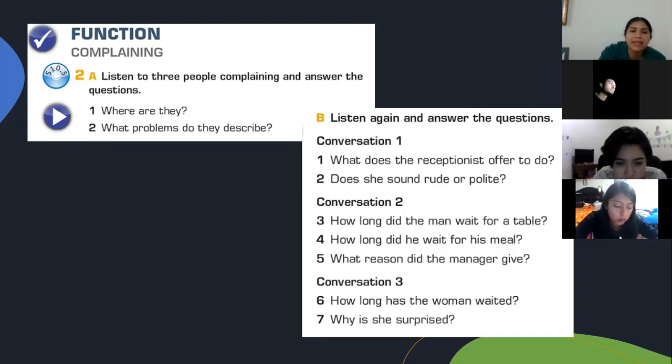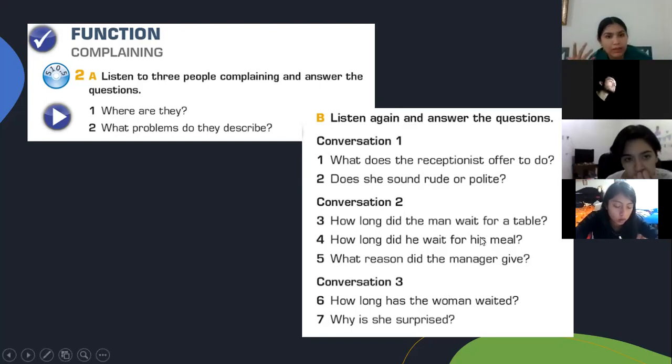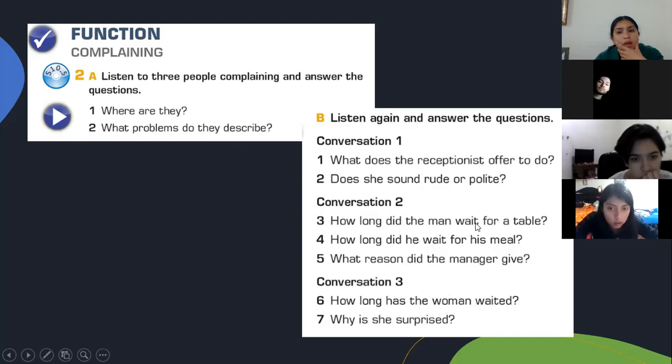I'm gonna play it again, but this time I need you to listen and try to get this information, try to catch this information, okay? Traten de recordar o contestar estas preguntas en su mente, right? Y luego las vamos a compartir entre todos. So, for example, the first one, it says, what does the receptionist offer to do? ¿Qué le sugiere la recepcionista que haga o hacer? Does she sound rude or polite? ¿Suena grosera o amable o cortés?